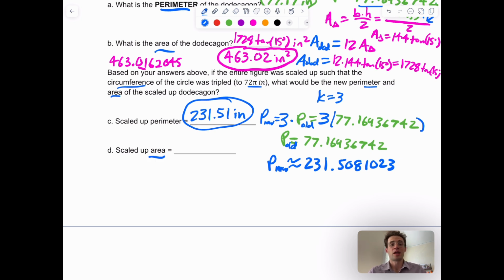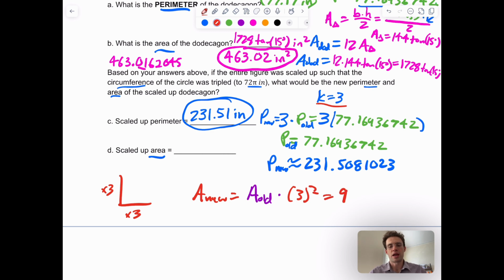For area, you actually have to multiply by k squared. The reason for that is that you're basically increasing it in 2 different dimensions. So you could think of like a triangle, the base and the height are both being scaled up by a factor of 3. So you have to multiply by 3 for the height and for the base. So in this case, 3 squared, that would be 9. So our new area is equal to the old area times 3 squared. So it'd be 9 times the old area.